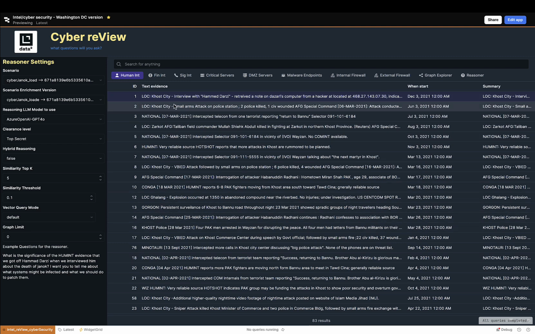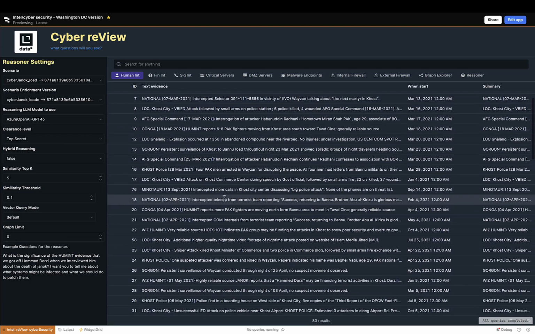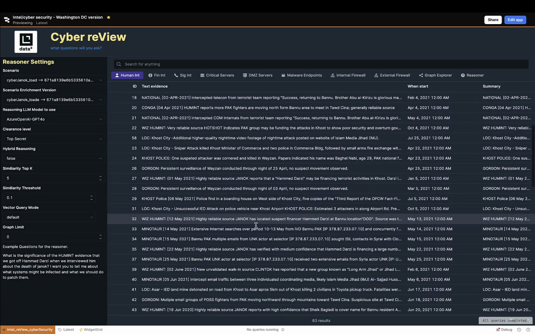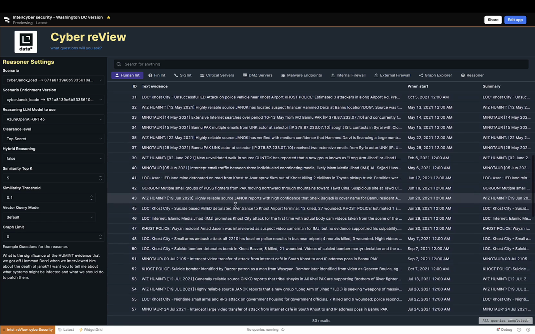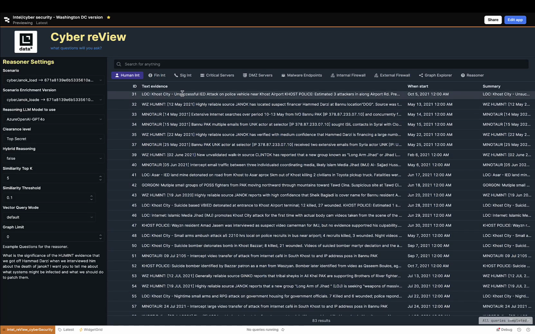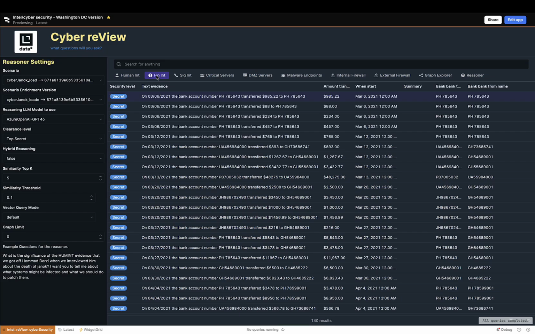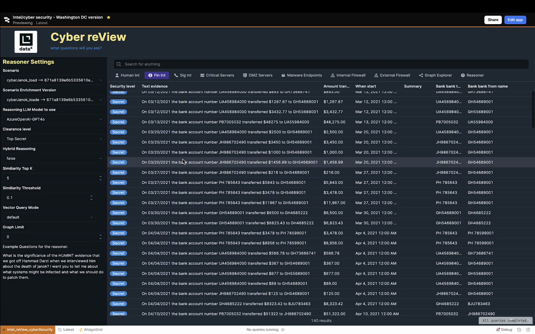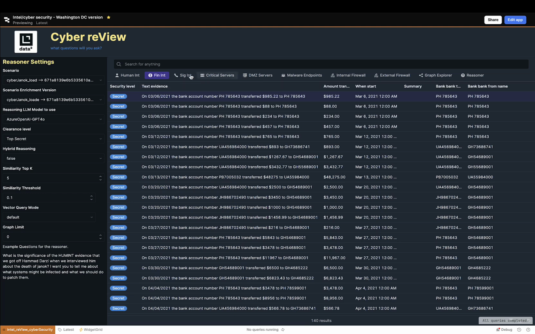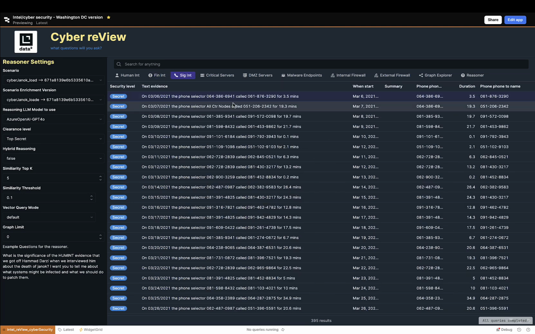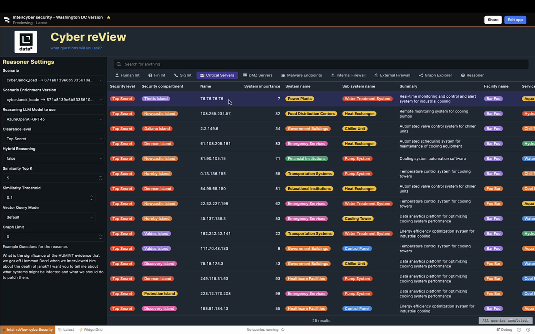We've got human intelligence here. This is showing all of that intelligence, like this note that we just found is located here, and there's a whole bunch of other intelligence that may or may not be related to this. All this information together is going to form a knowledge graph. There's also a bunch of financial intelligence, so bank transfers in the system from one account to another. We've got signals intelligence information, which phone number called another one. We also have a list of critical servers in the system.